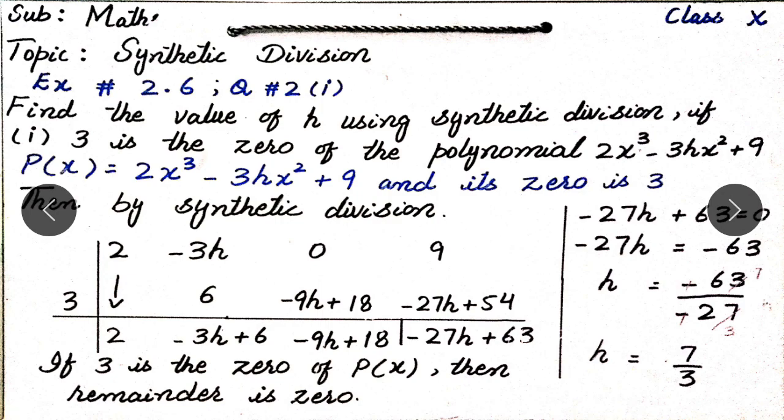So both of them can be in the table of 9. 9 3s are 27 and 9 7s are 63. So we have the value of h as 7 upon 3. If you put the value of h for the purpose of checking, you will get 0 as the remainder. So this is one of the characteristics of synthetic division, that you can find the unknown values if one of the factors of the polynomial is given.